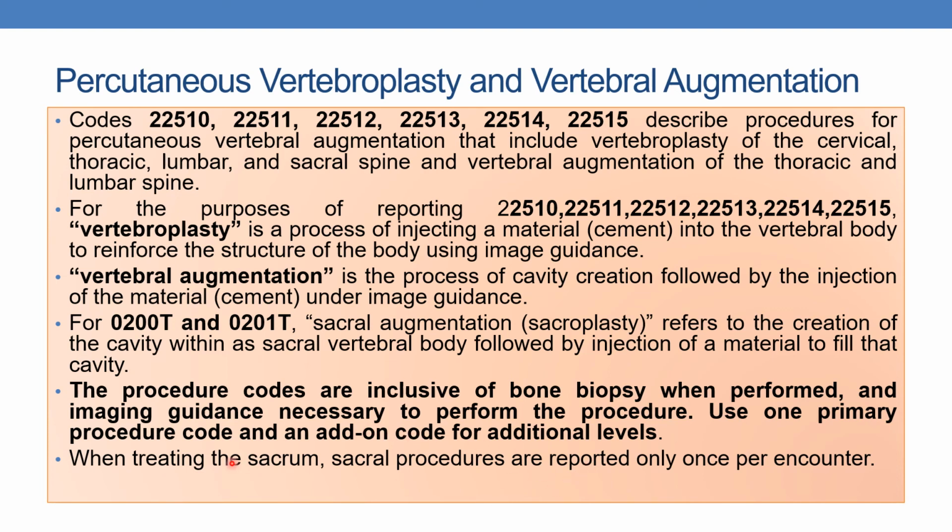Use one primary procedure code and add-on code for additional levels. This is also important. And when treating the sacrum, sacral procedures are reported once per encounter. Whenever treating the sacrum, sacral procedures are reported once per encounter.